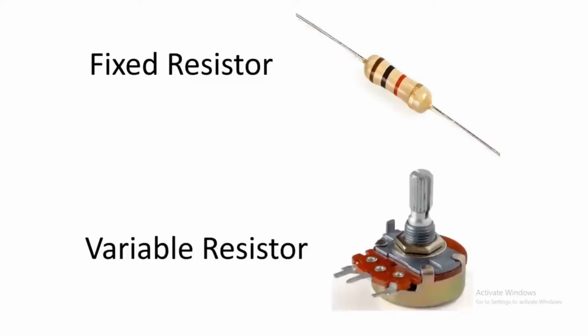While with a variable resistor, after you put it on the circuit board, you are able to change the value of the resistance in the circuit. While the fixed resistor is fixed, you are not able to change the value of the resistance. The fixed resistor has more types.